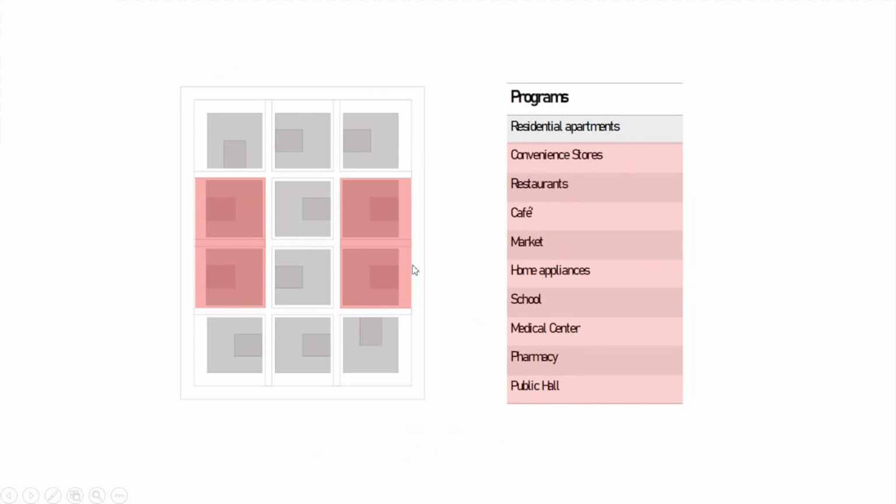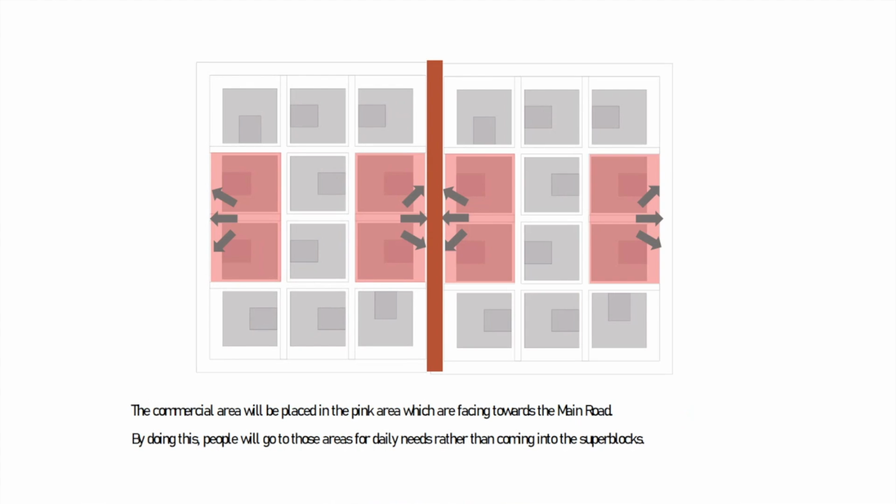And in my Superblock, these are the main programs that I want to have. In this I shape, these are the residential buildings, residential apartments. And in the highlighted areas, those are convenience stores, restaurants, cafes, market, home appliances, school, and the other things needed in one single block, so that people don't need to go far into other places.